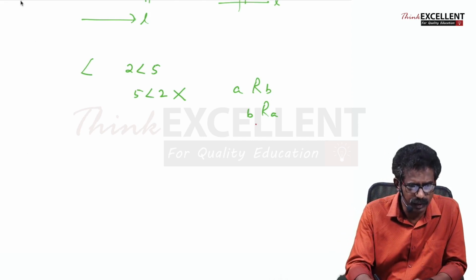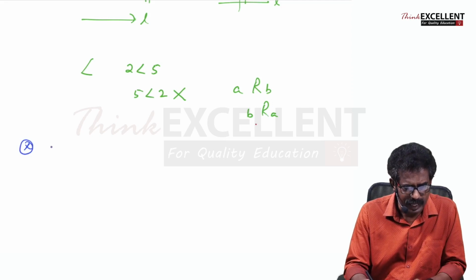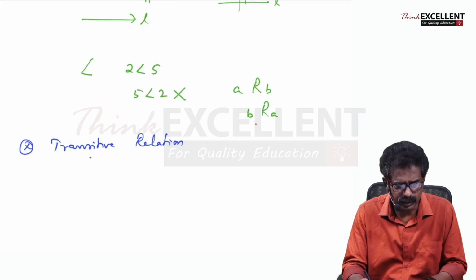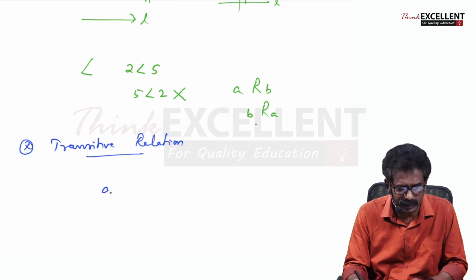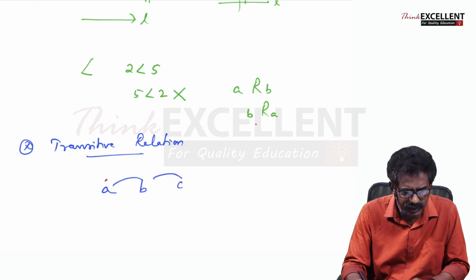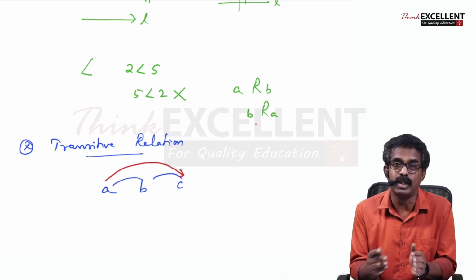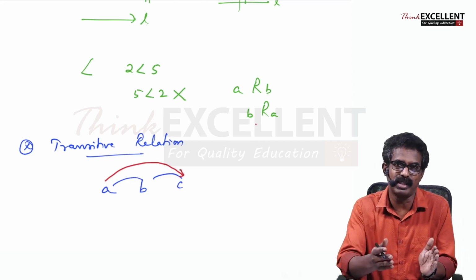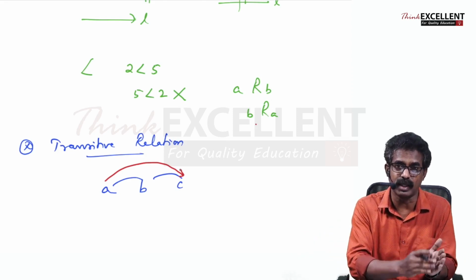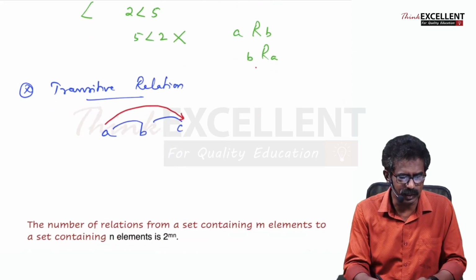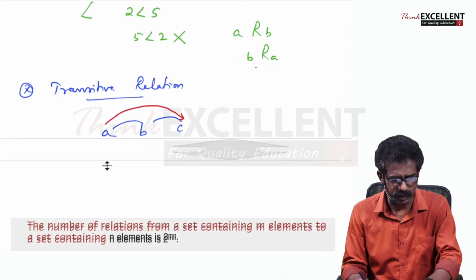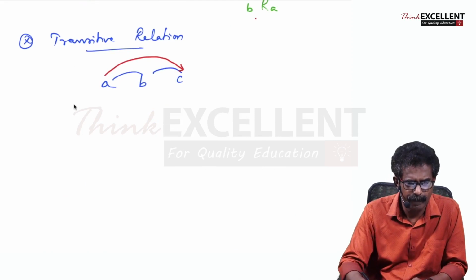And the third one is a very important one, transitive relation. What is transitive relation? It transfers. Suppose A is related to B, B is related to C, then if you are able to say A is related to C, then you say it is transitive. So it transferred from A to B, then B to C, then it is transferred from A to C. So this relation we call transitive relation.